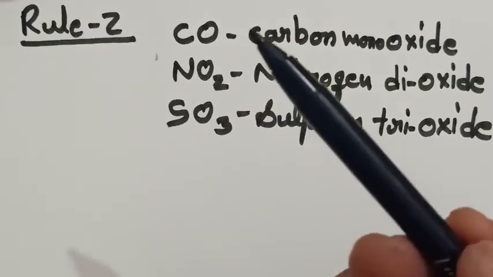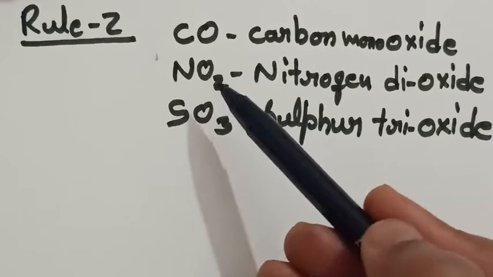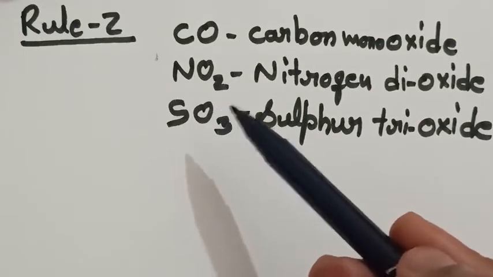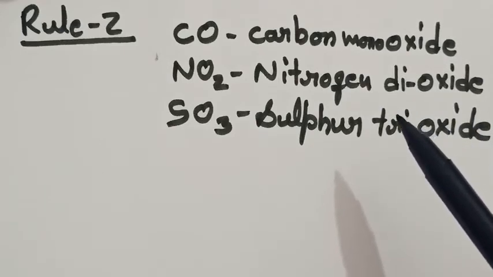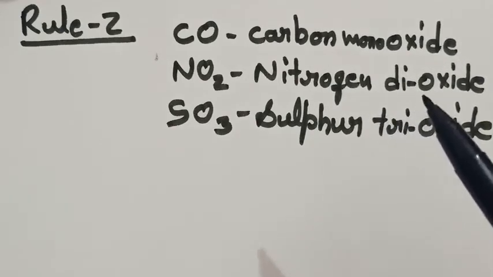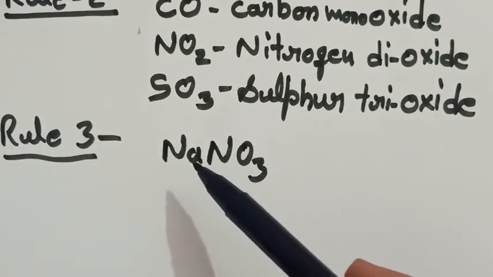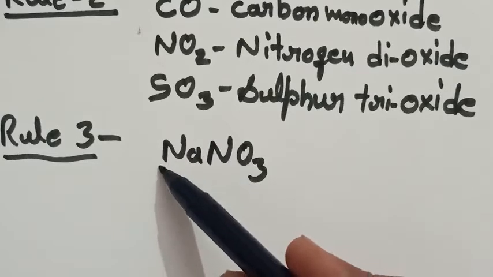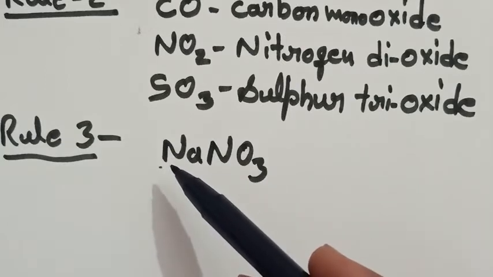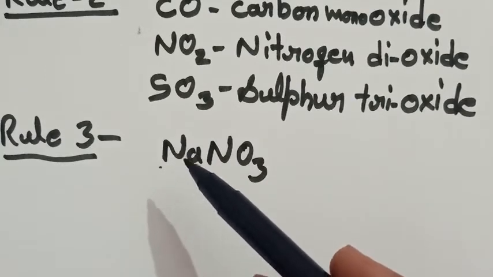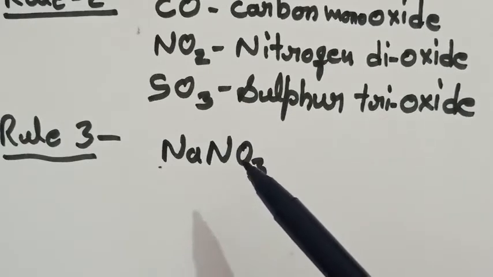So according to rule number 2, compounds containing two non-metals are named by using Greek prefixes like mono, di, tri and so on, which denote the number of atoms present in a compound. Now student, rule number 3: compounds containing three elements, like here sodium, nitrogen and oxygen. So compounds containing three elements, one of which is oxygen, are named with the suffix "ate" at the end.